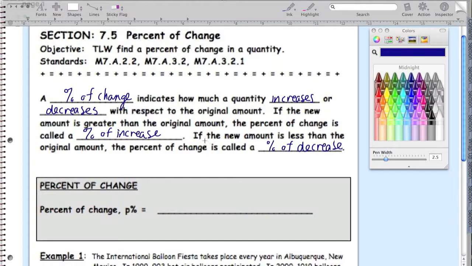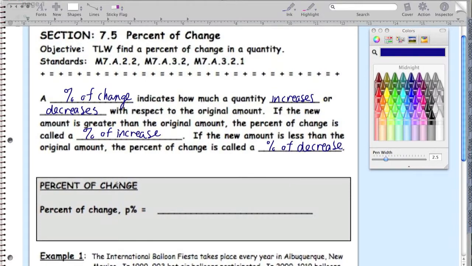If you watch The Biggest Loser, where they have people on the TV show to see who can lose the most weight, that's a percent of decrease. They start with a certain weight, and by the end of the show, whoever has the greatest percentage lost, the percent of decrease, is the winner. So that's what that is. You start with a high amount and you go down.